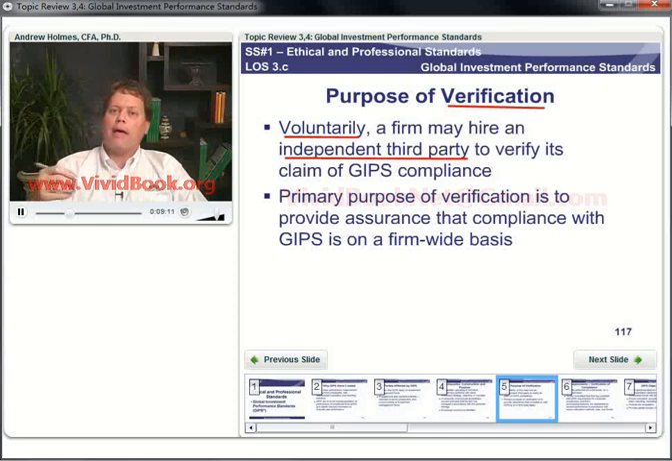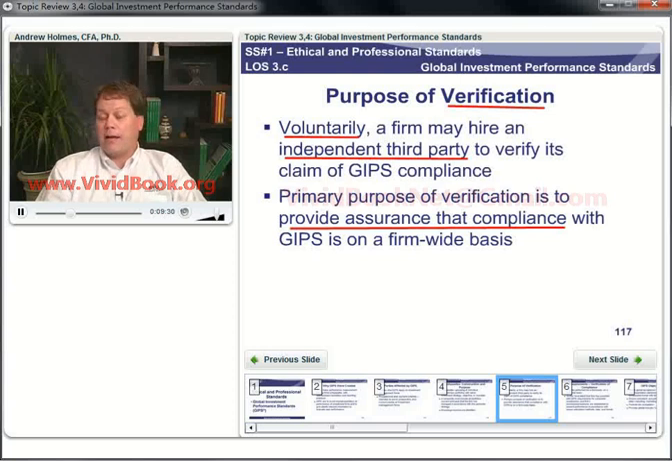Okay, well, but beyond just saying, okay, we are compliant, if you want to add some external validation to that, that is to provide assurance to the investing public that you are actually compliant, then you can go out and you can hire a third party or an independent verifier.